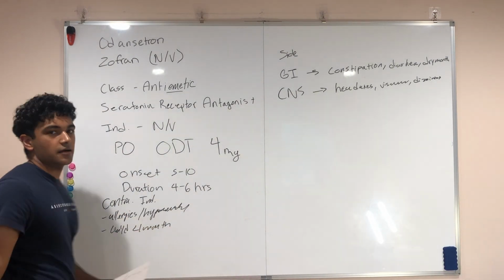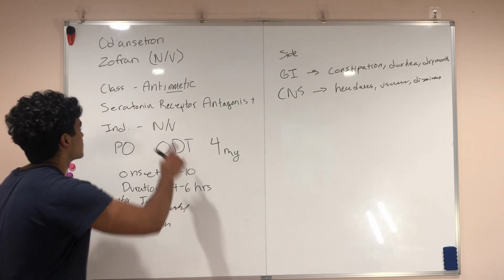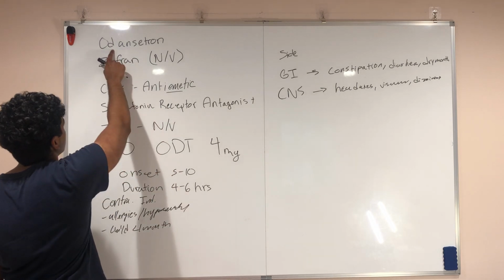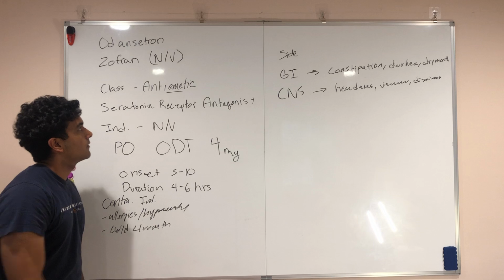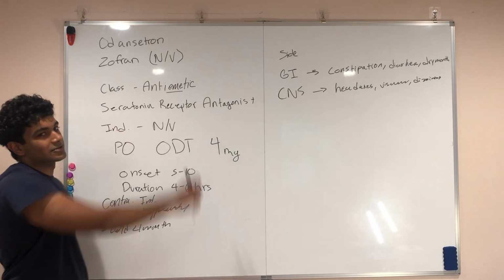The drug that we're going to be talking about today is an EMT basic drug called ondansetron. I've said it like five times in the last ten minutes and still can't get it right. Ondansetron. Brand name Zofran. Main indication is, actually only indication is, nausea and vomiting.